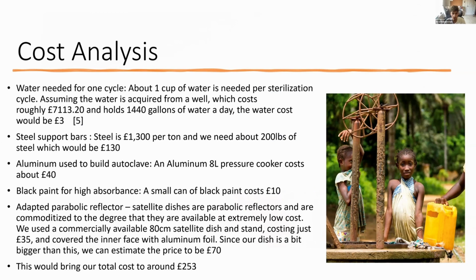For our total cost, considering the water needed for one cycle, the steel support bars, the aluminum for the autoclave, the black paint, and the parabolic dish, our total comes to around 253 pounds.